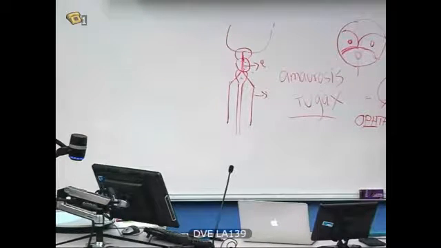The first branch off of the internal carotid artery. This is not a part of the circle of Willis. The internal carotid artery will form the circle of Willis at some point, but right now the very first branch off of it is the ophthalmic artery.